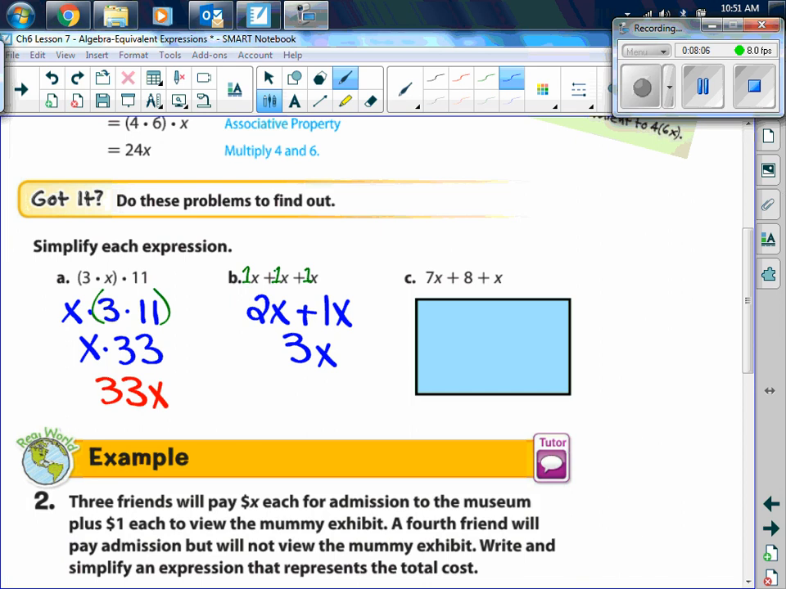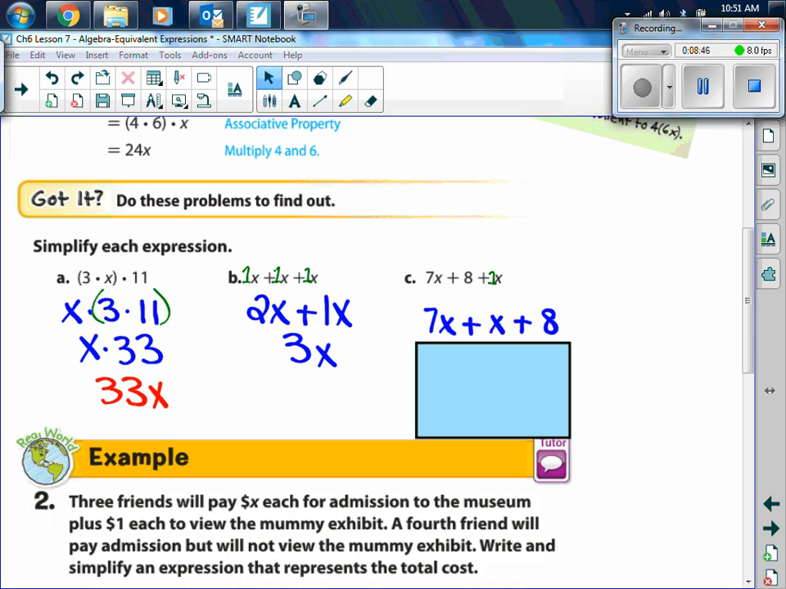All right. So we have 7x plus 8 plus 1x, right? You don't always have to write the 1, but I'm just going to write it for now as a reminder for you. Now we want to put our like terms together. Which ones are the like terms? 7x and 1x. Very good. So we want to put those closer together, right? So I'm going to flip the 8 and the 1x. Now we have 7x plus x plus 8.